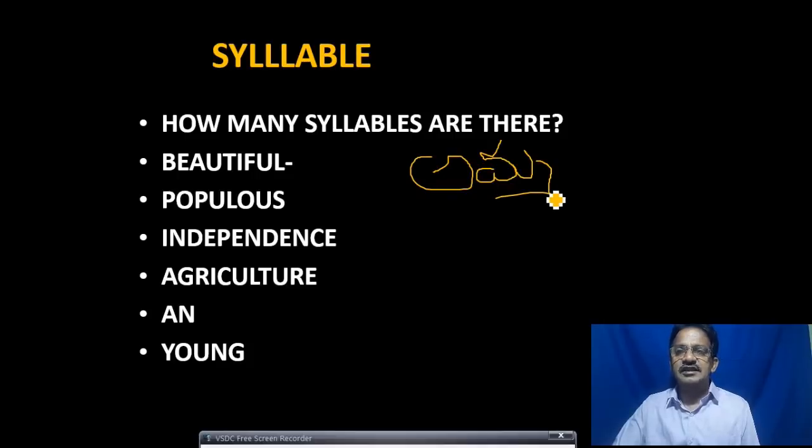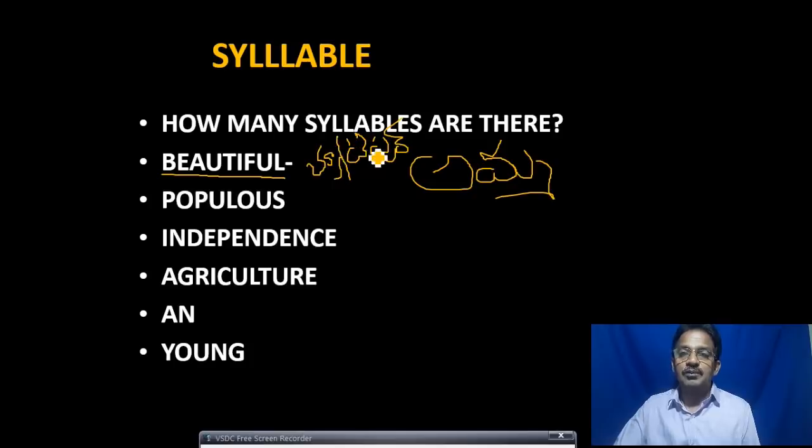How many letters are there in Telugu? One letter, T full, L. It is an incomplete letter, L. So the full letter is itself one letter. So beautiful, 3 syllables are there in this word beautiful.